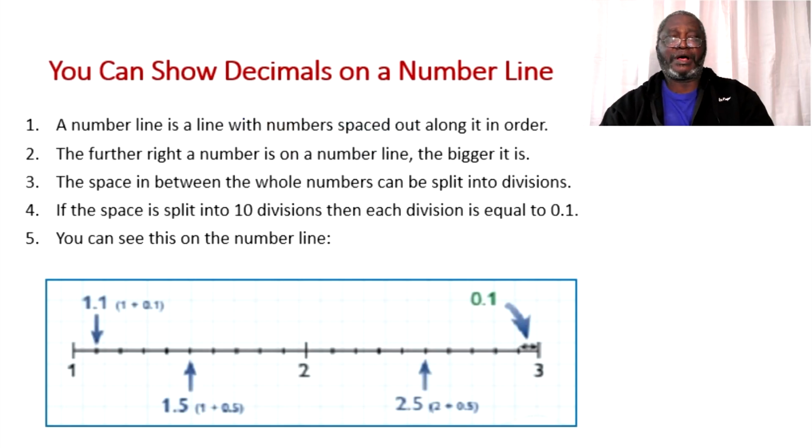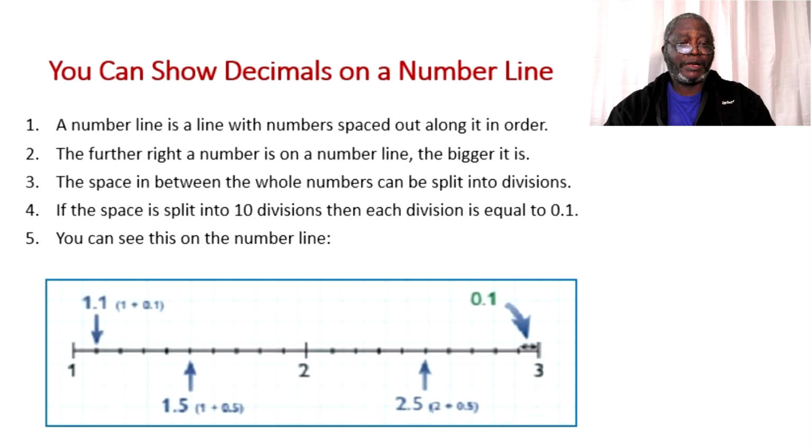You can show your decimals on a number line as well. If you look at what I've done here, a number line is a line with numbers spaced out along it in order. The further right a number is on a number line, the bigger it is. The space in between the whole numbers can be split into divisions. If the space is split into 10 divisions, then each division is equal to 0.1. You can see this on the number line.